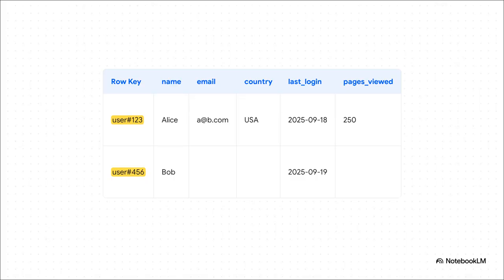And this table right here is a perfect illustration of what I'm talking about. Take a look at user number 123, that's Alice. We've got her name, email, country, and some usage stats, all good. Now, look at user 456, Bob. We only have his name and his last login time. See all those empty spots for email, country, and pages viewed? In a normal database, that would be wasted space. But in Bigtable, those blank spots take up no storage. None. Zip. You only pay in terms of storage for the data you actually have.